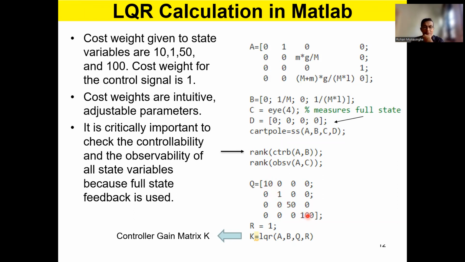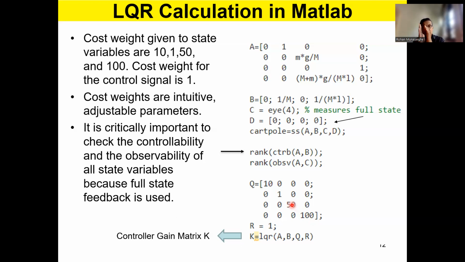So what does that mean? You have to see it in relative terms. This is the cost weight for x. This is the cost weight for x dot. This is the cost weight for theta. This is the cost weight for theta dot. If you look at these, the highest cost is theta dot. So I'm conveying to MATLAB that theta dot, angular velocity, is the most troubling thing to me. And after that, theta is the second most troubling thing to me.